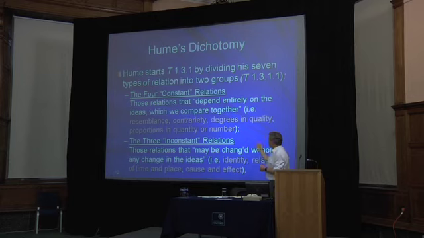So in 131, Hume comes back to the theory of relations that he's introduced in 115, and he divides the relations up into two categories. So you get 4 constant relations, 3 inconstant relations. So there are some relations that depend entirely on the ideas which we compare together: resemblance, contrariety, degrees in quality, proportions in quantity or number. But there are some other relations that may be changed without any change in the ideas: identity, relations of time and place, cause and effect.